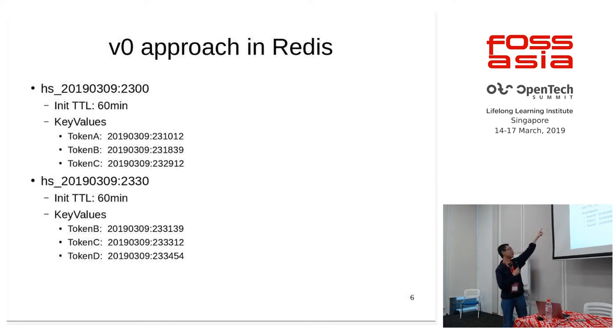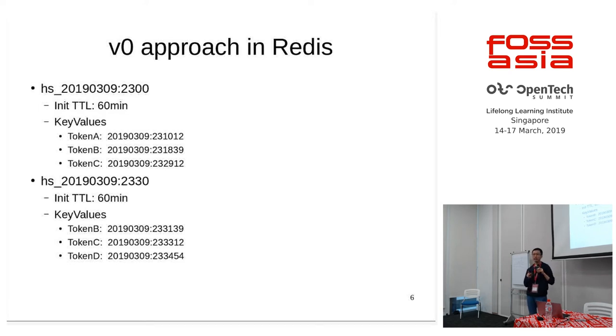In this example, you can see that every 30 minutes we create a hash set. If a new access token comes into our system, we put the access token into the hash set we are currently using. For example, in this hash set, for access token D, its last usage time is the timestamp.